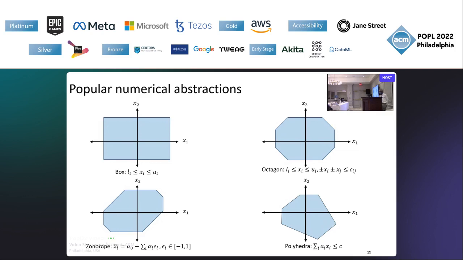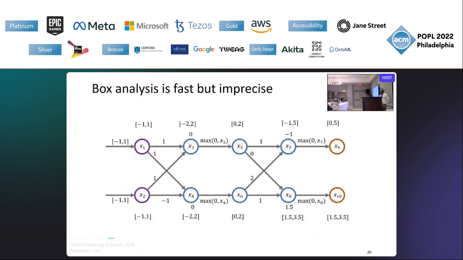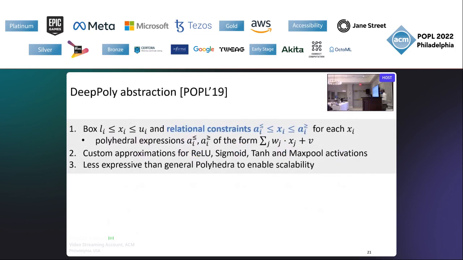It works somewhat well in practice, but 3 years ago, box analysis in this case could prove only that x9 is between 0 and 5, so it's not very useful. Therefore, 3 years ago at POPL, we designed a custom abstraction for neural networks. It's quite popular these days. It has been applied to a variety of neural networks: LSTMs, RNNs, and of course residual, fully connected, and so on.